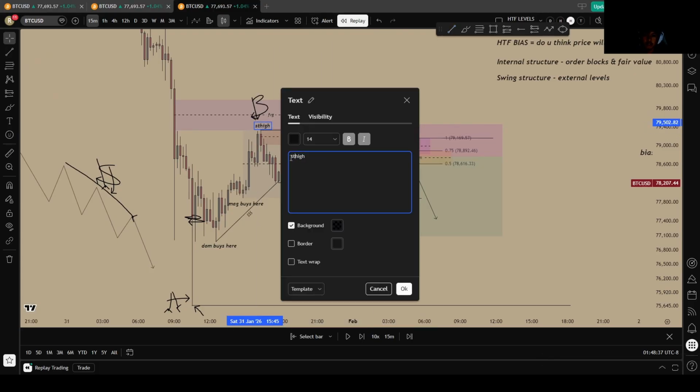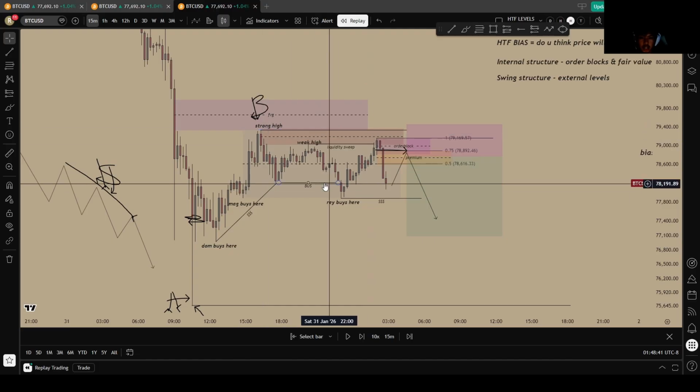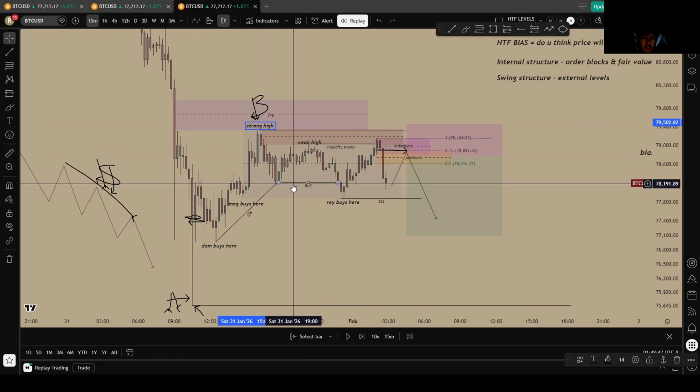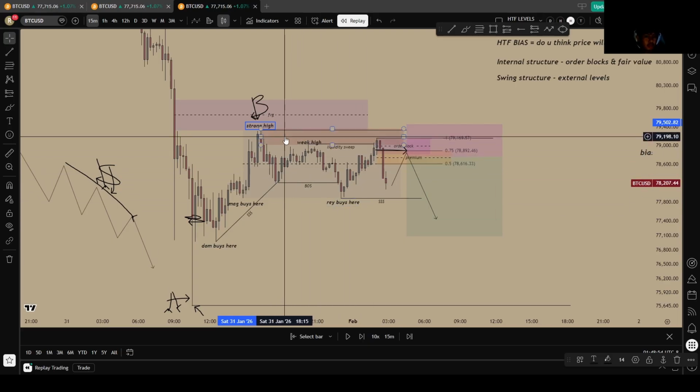We're going to name it the strong high just for the video. Now, the reason it's a strong high is because it led into a break of structure. Okay, so we don't want price to go above this high, because if it does, that basically negates the whole point of this break of structure, and essentially our analysis would have been wrong if price were to go up here.